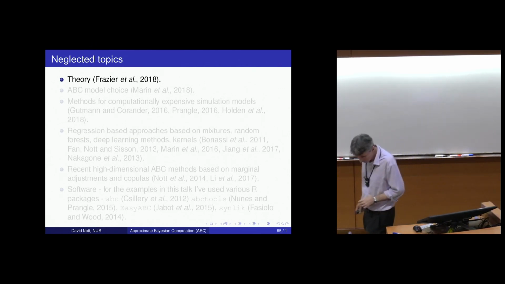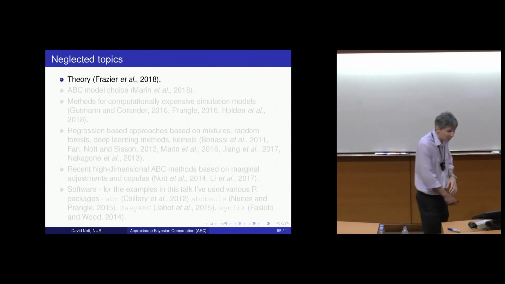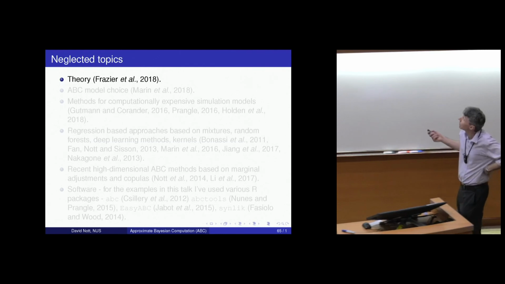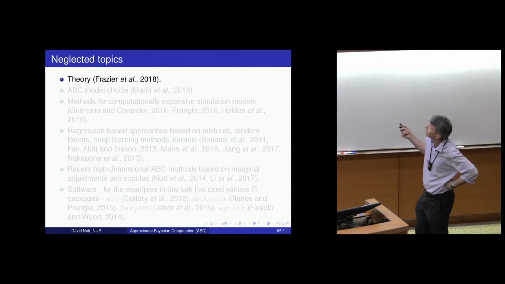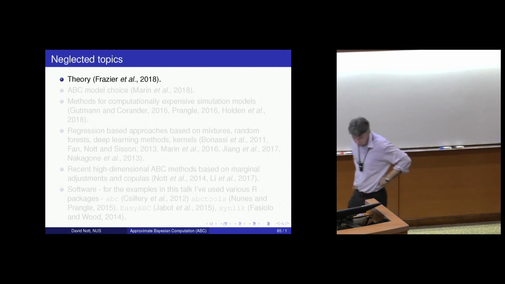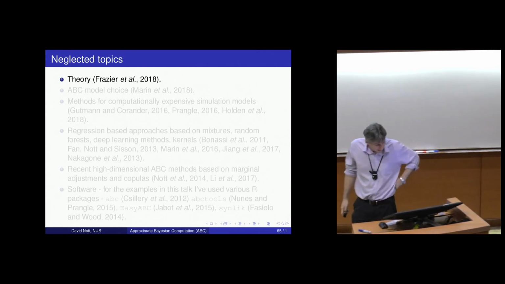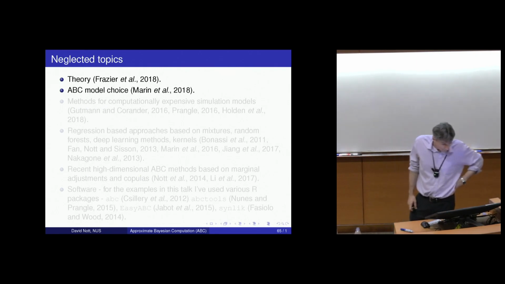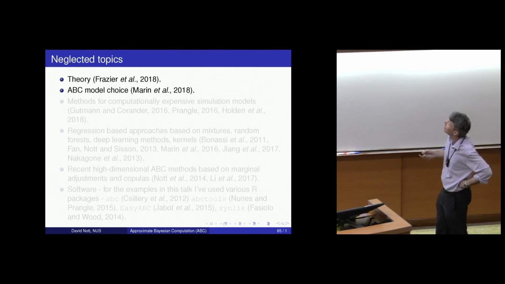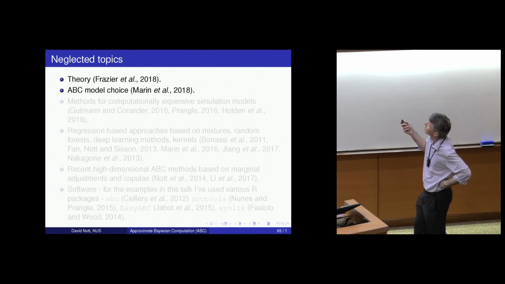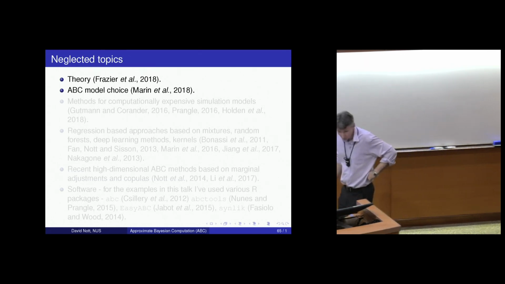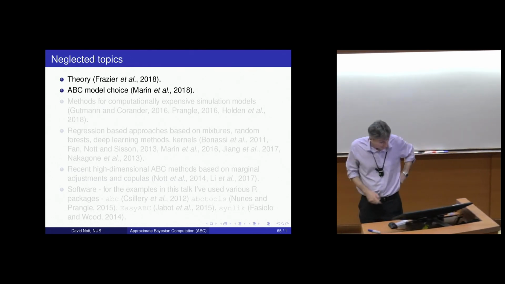Of course, time is short and I've neglected some things. I haven't talked much about ABC theory. There's a paper by Fraser et al. that's to appear in Biometrika that gives a pretty comprehensive overview of the state of the art there. A topic I haven't discussed at all is ABC model choice. There's a book chapter in the recent Handbook of ABC that deals with that. That's very informative, a very up-to-date survey.